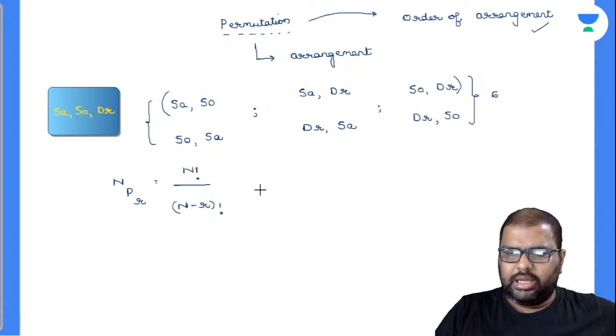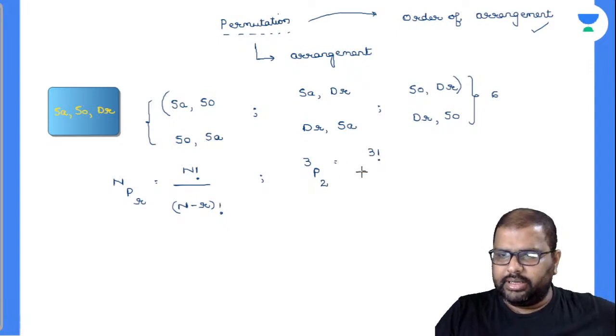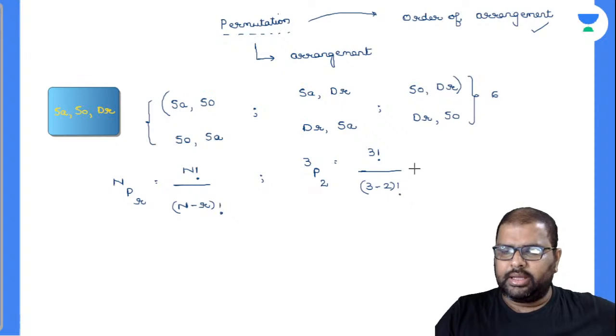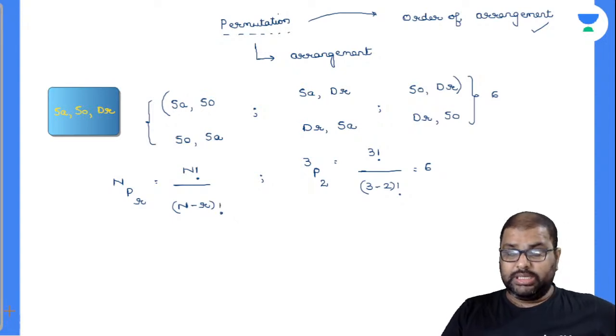The next one, I'll write down the same example there. So totally there are 3 objects in the box, 3 persons in the box. I want to arrange 2 persons, 3P2. This is the example that I took there. 3 factorial by 3 minus 2 factorial. What is your answer there? You got the same 6 there. Perfectly done. Right?